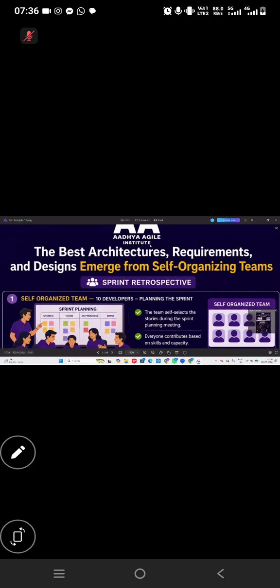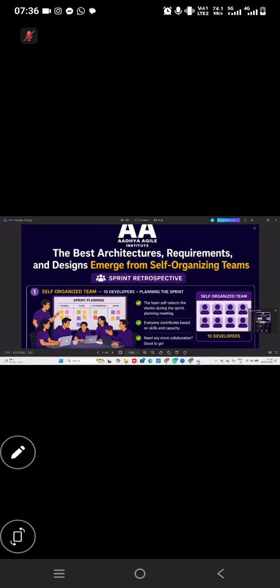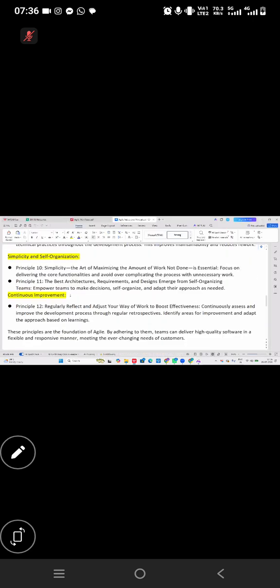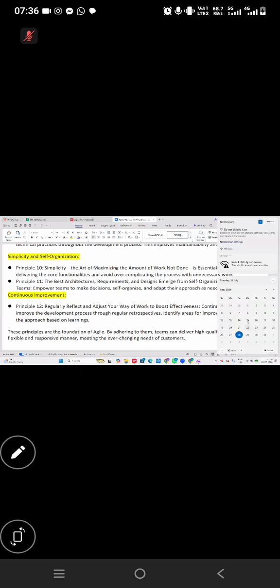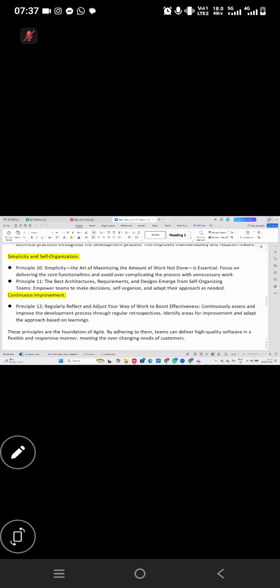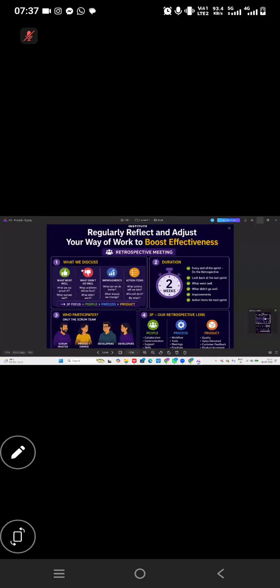Now the next one I'm talking about is the 12th principle. The 12th principle comes under continuous improvement. In Agile, we follow the concept of the sprint. Let's say we started our sprint on the 15th and finished it by the 28th. Looking at the last 2 weeks of the timeline, regarding the people, the process, and the product: what went well, what didn't go well, and what the challenges are.